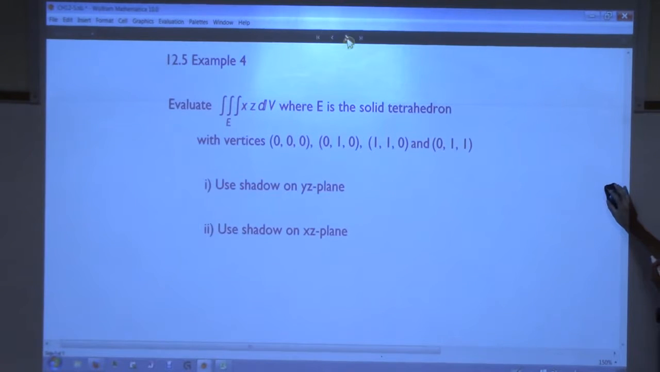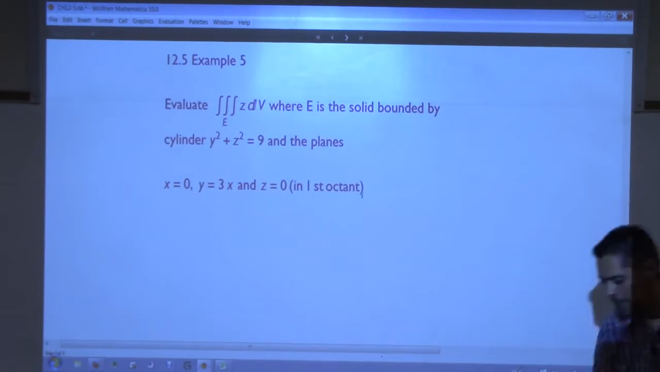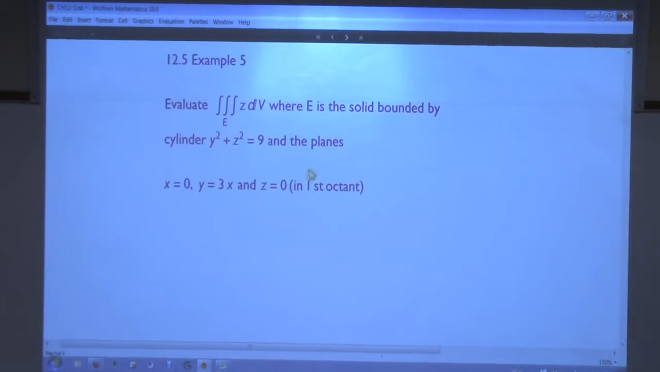Let's skip that one. Okay, here we go. This looks like a fun one. Evaluate the triple integral of z dV where your solid is bounded by the given surfaces. All right, let's give you about 10, 15 minutes, see what you can do. All right?